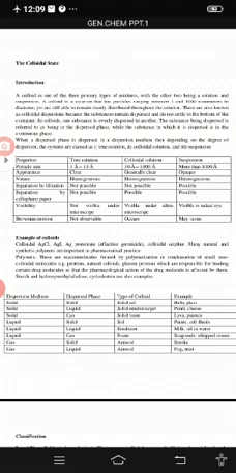Now, I am going to discuss the introduction, classification, preparation and purification of colloids. Introduction to colloids. Colloids are like a solution.